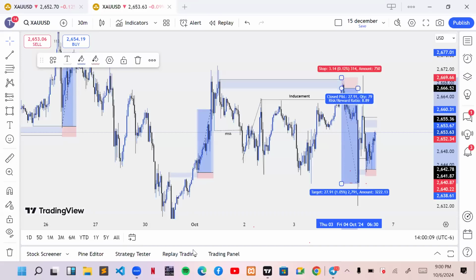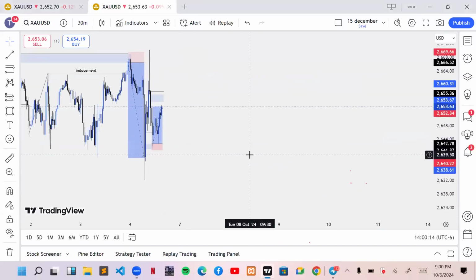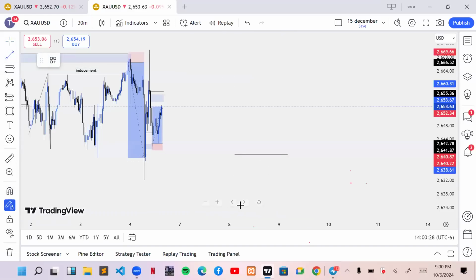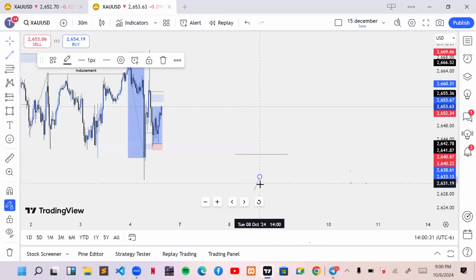How do you know a valid pullback after inducement? Okay, like I said, a valid pullback needs to push market close to at least 50% or above of the last move. Let's say this is a resistance level, and the market was making higher highs and higher lows, breaking this zone. So there was a break of structure.